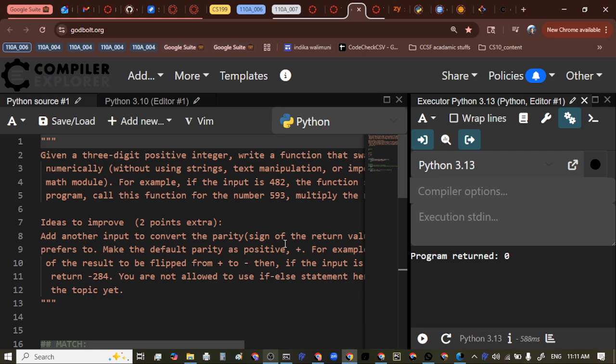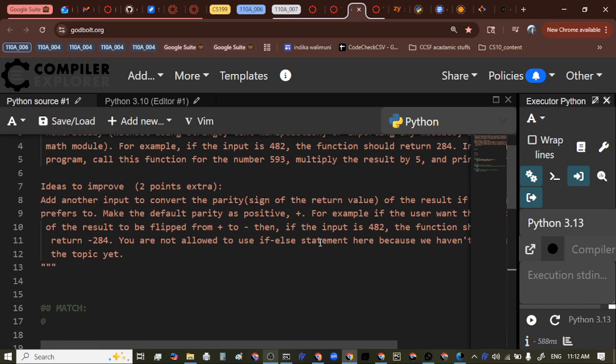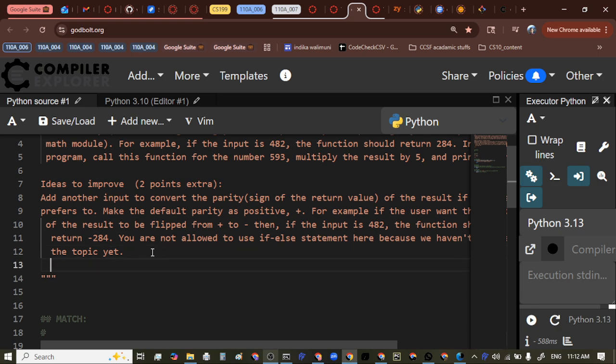All right, so we're gonna begin by solving this problem first that we started last week. I already copy pasted the prompt. Given a 3-digit positive integer, write a function that swaps the first and the last numerically. And then there's an example. So let's do the understand.